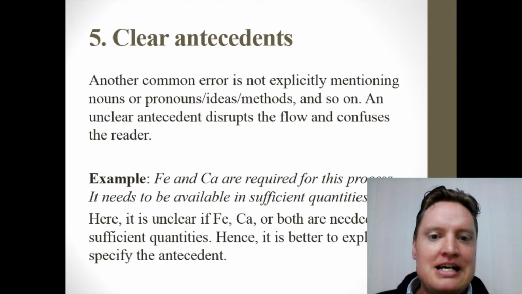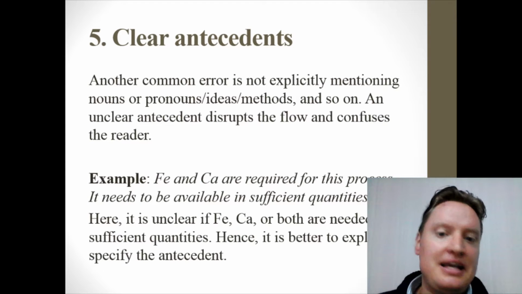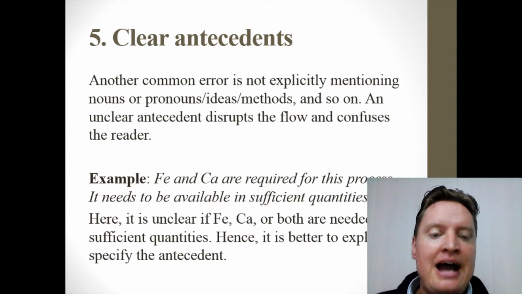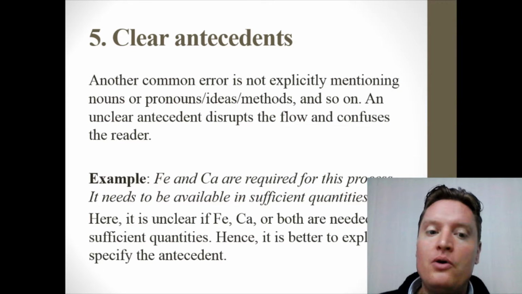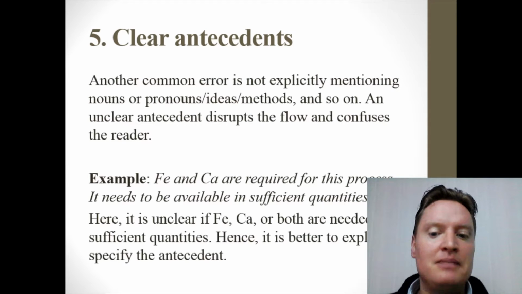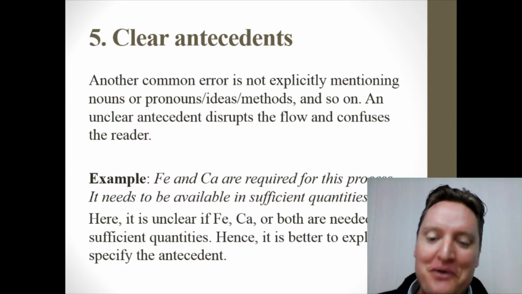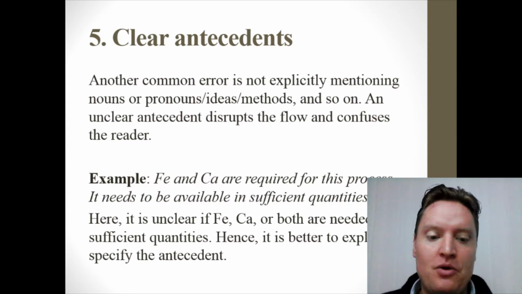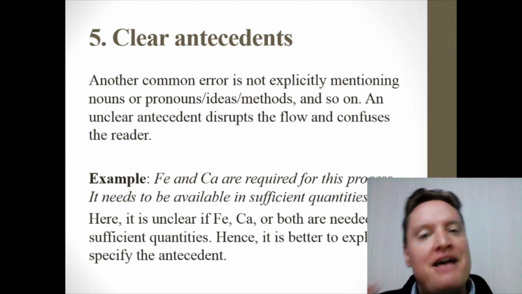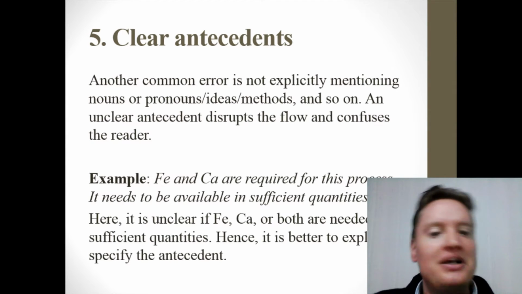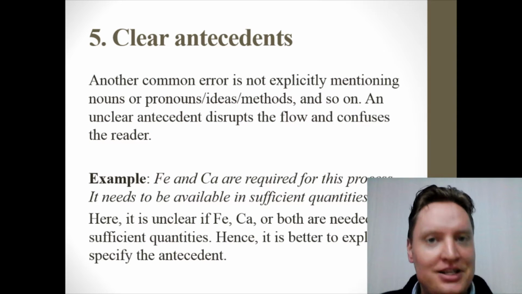Clear antecedents. Another common problem is not explicitly mentioning nouns or pronouns like ideas or methods and so on. An unclear antecedent disrupts the flow and confuses the reader. For example, these chemicals are required for this process. It needs to be available in sufficient quantities. The problem is, I don't know which chemical you are referring to or which element you're referring to. Or maybe they're both needed in sufficient quantities. Therefore, it's better to very specifically say it's iron or it's calcium that is required in specific quantities.